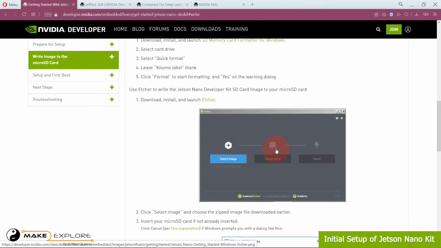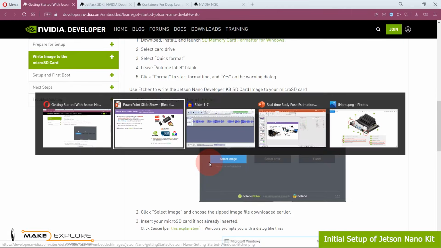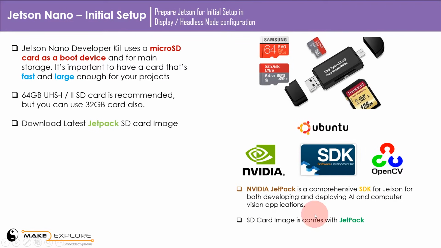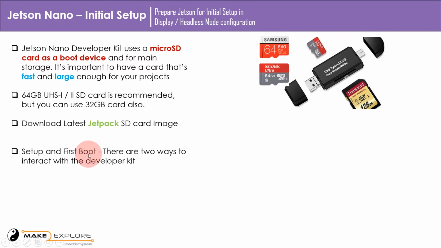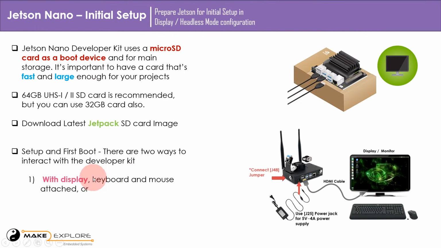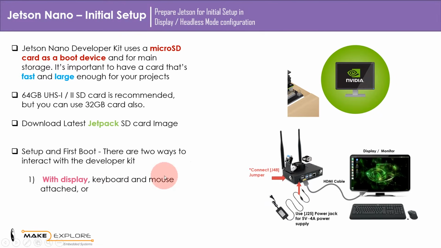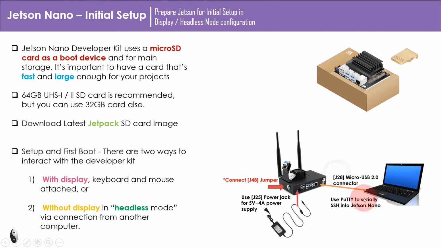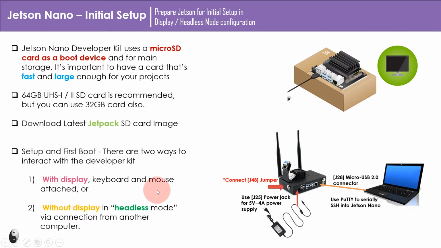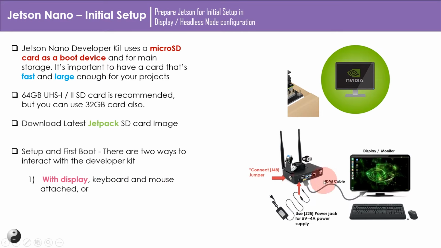Once you flash the OS image onto the SD card and insert it into the card slot, now it's time to turn on the Jetson Nano and do the initial boot setup, meaning first-time startup configurations like language setting, clock setting, username and password setting, etc. So, there are two different types of hardware setups to perform these initial configurations: 1. With a display monitor, and 2. Without a display monitor, which is also called headless mode.